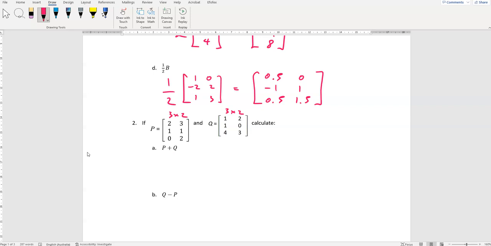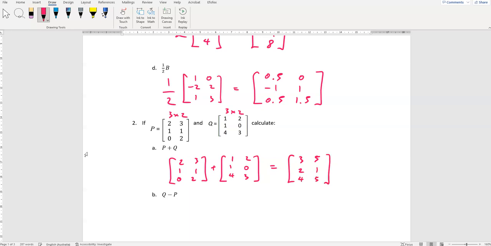So what we're going to do is we're going to say that P plus Q is actually 2, 3, 1, 1, 0, 2, I'll write it all out just for completeness sake, plus 1, 2, 1, 0, 4, 3. Now we add each of the same elements together in turn. So this one will be 3, 5, 2, 1, 4, 5. So we're adding each of these together in turn.